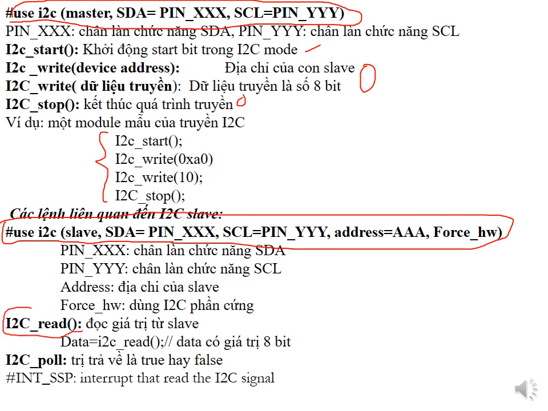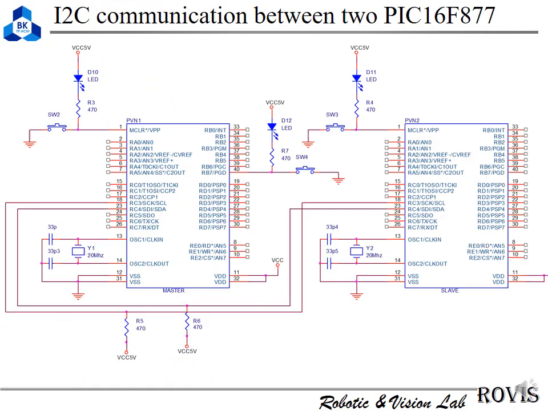And in the slave, if our PIC is the slave, we can define it like this. And then we use the read function, and here is the buffer full or not, right? And we can use the interrupt. This is the interrupt status, the interrupt symbol.